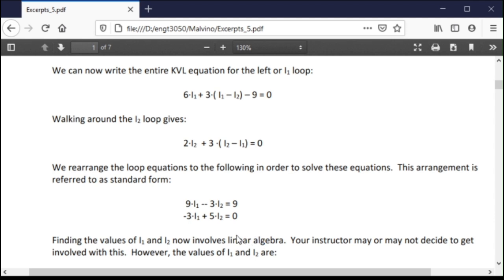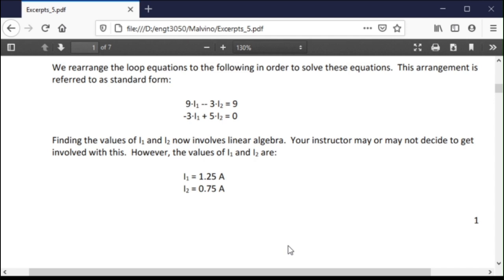Now we rearrange these. We call this standard form. So you have so many I1s, so many I2s, and then you come down here and you have so many I1s and so many I2s equals something. Okay, so that's how you do that. And you also have what we call linear algebra, so this is a problem you can solve using matrices if you want to. You can also solve these equations a number of different ways, and you also have calculators that can solve these equations. So you can find a number of different ways to solve these two equations.